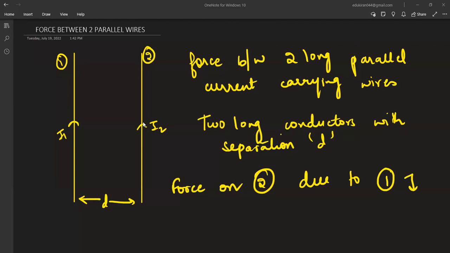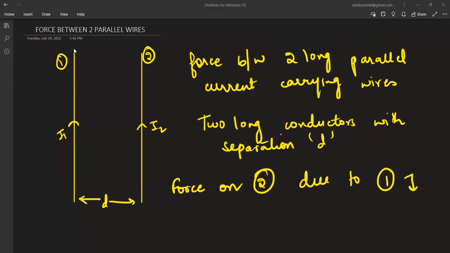And in your CBSE syllabus also, the same pattern type of question comes, and this derivation can also come in your exam. See, force between two long parallel current carrying wires, separated by a separation D. By convention, this separation is taken as D, so in the formula also, you will find it as D only.